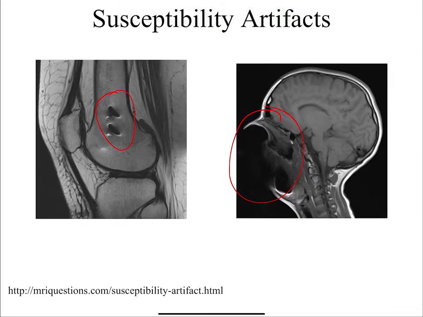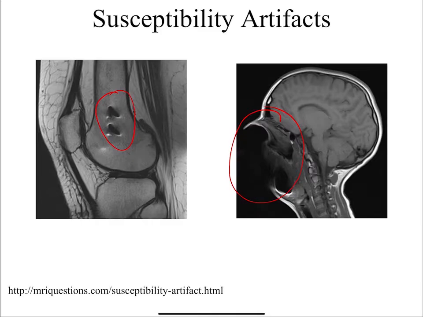Question. So the area around the mouth, why is it black then? Why is it not bright? Is it because we're not receiving any signals back from the brain? Yes, because all the signals are dephasing. The spins in that area are getting out of phase, so they sum up to zero. In this case, this person on the left probably has some metal implants.